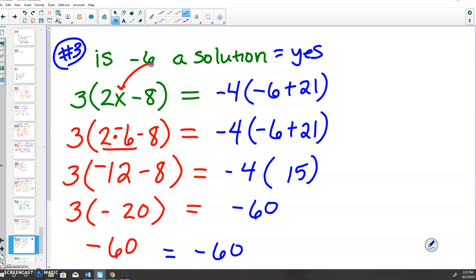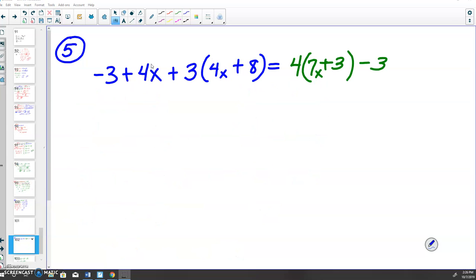Yes. So I have to do parentheses first, but I can't add 4x plus 8 because they're not like terms. So I write my problem up to there. It's a 2-timer, it's a distributive property. 3 times 4x is 12x, plus 3 times 8 is 24.